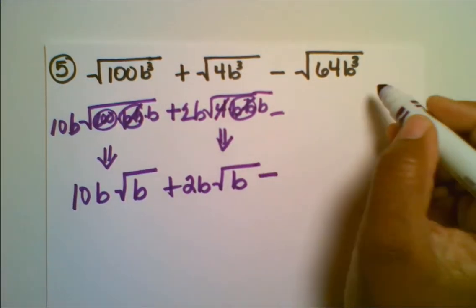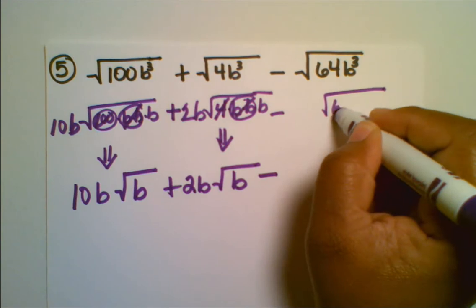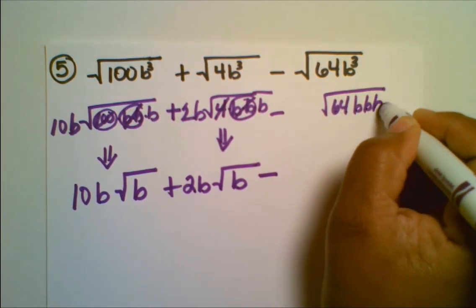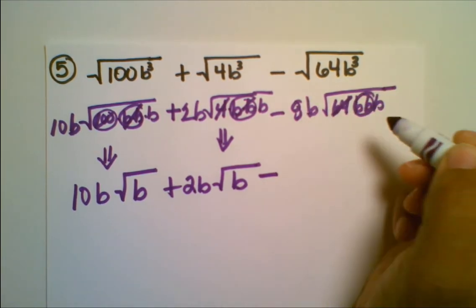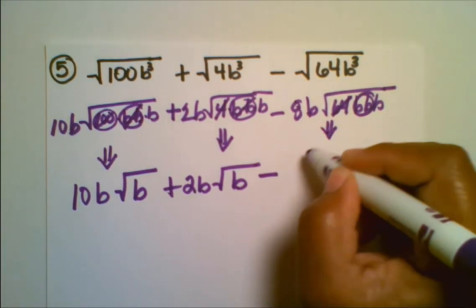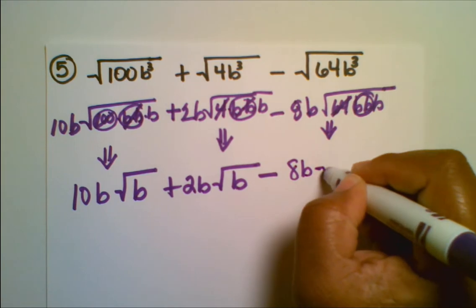Minus square root of 64b cubed. 64 being a perfect square, we know the square root of 64 is 8. We have a pair of b's. We bring that on the outside. That gives us 8b square root of b.